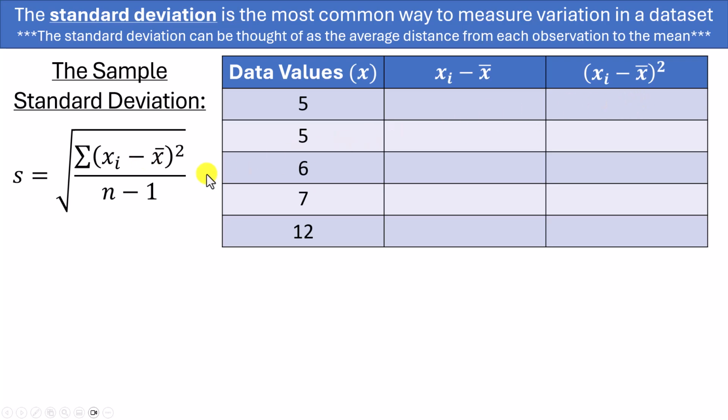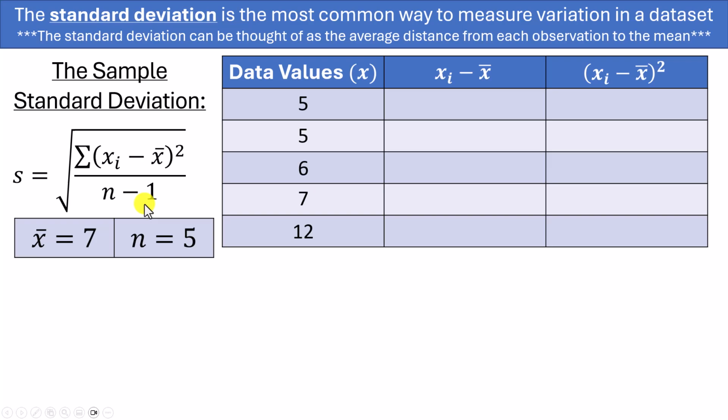The first thing we should do is calculate the sample mean, x bar, and the sample size, n. The sample mean can be found by adding up all the data values together and dividing by 5. If you do that, you will get 7. The sample size is just the number of data values that we have, which is, in this case, 5.